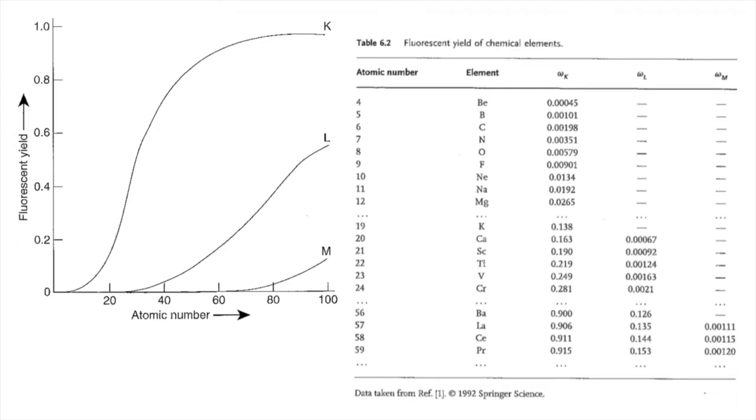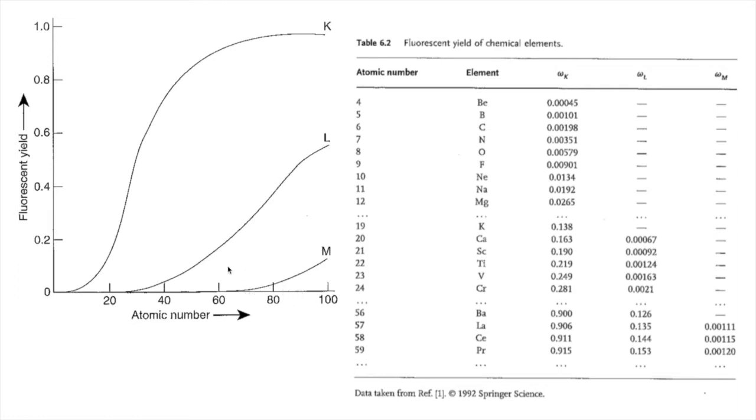What we see here, just general trends, is that if we pick any atomic number, the K always has more fluorescent yield than the L, which has more than the M. So we're going to expect to generate the most K shell characteristic X-rays. Those are going to be the most plentiful, and then the L, and then the M. And the amounts of everything go up with increasing atomic number.